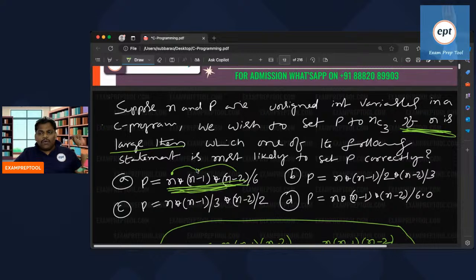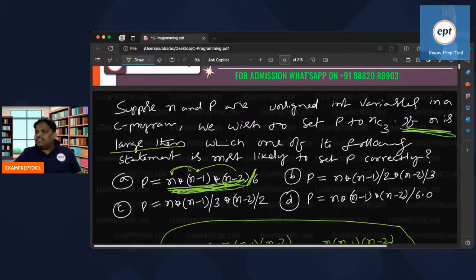Some people are asking, sir, how can you say that n into n minus 1 into n minus 2 is a very big number? How can you say n itself is large? Definitely multiplication of these three numbers will become very big. So this may not be the better idea. See, n into n minus 1 into n minus 2 by 6. See, lastly you are dividing.